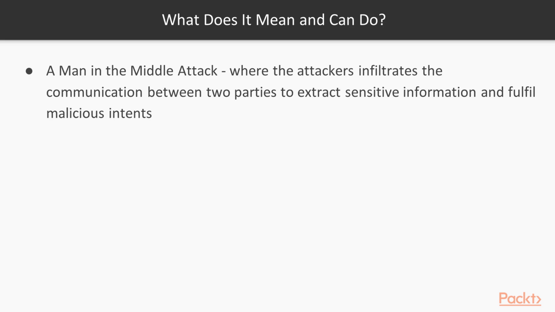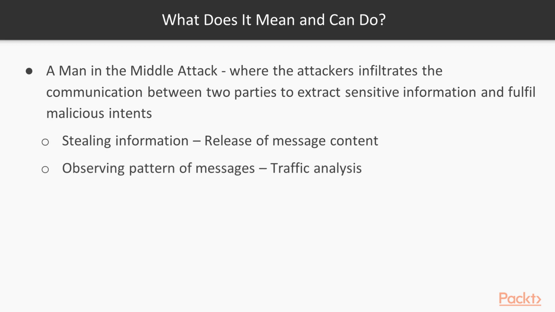And man in the middle attacks are typically categorized into different types. One is stealing information, which we call the release of message content, and observing the pattern of messages. In the previous section, we learned 4 different tools to perform traffic analysis. One of them can literally tell us what information is being transferred over the network. And also appearing to be the sender. We call it masquerade, more like you carrying someone else's identity and presenting yourself as them.